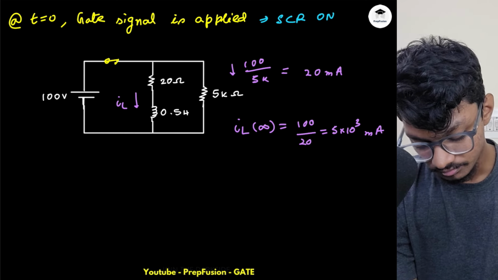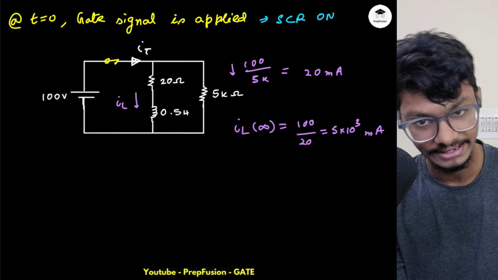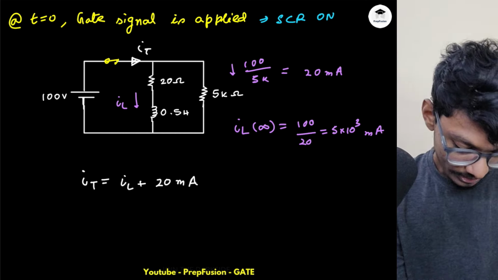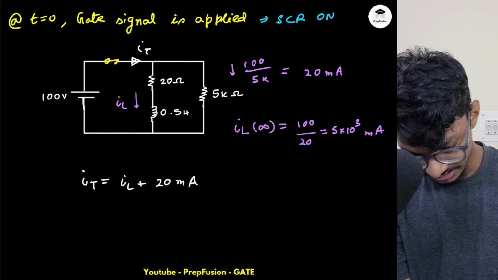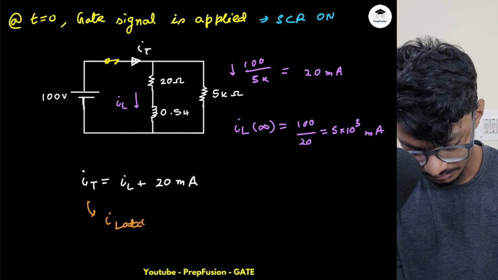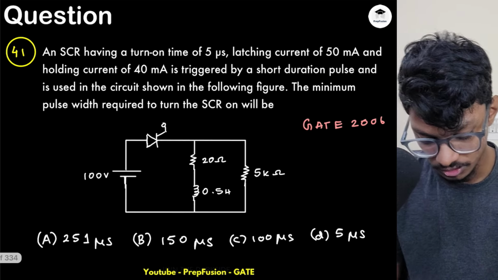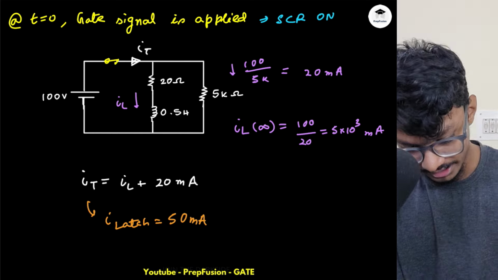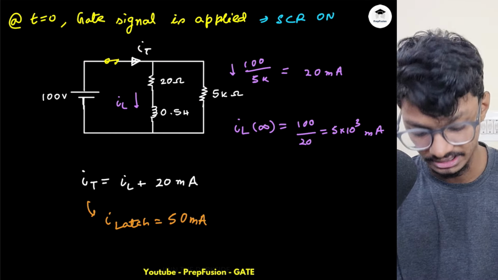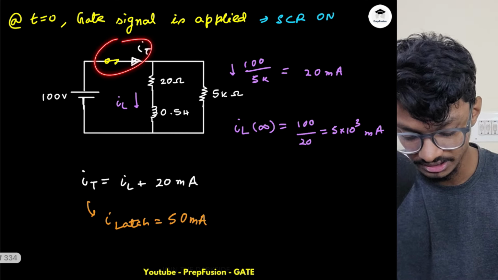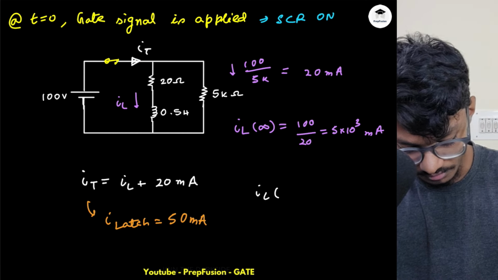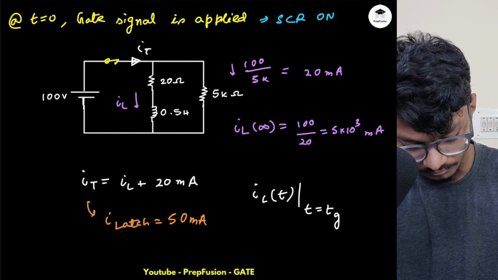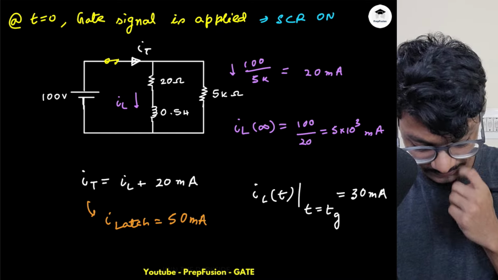Fine. So now, what is this current? Because this is a transistor current, that is the most important part to me. So the current IT is equal to IL plus this 20 milliamperes, which is always constant. This IT needs to reach the latching current I latch, which is equal to 50 milliamperes. So how much does IL need to reach? IL needs to reach 30 milliamperes, because the instant the SCR is on, a 20 milliampere current instantly flows. So I need an extra 30 milliampere for the transistor current to be 50 milliampere, which is the latching current. So IL of t at t equals tg must be 30 milliampere.